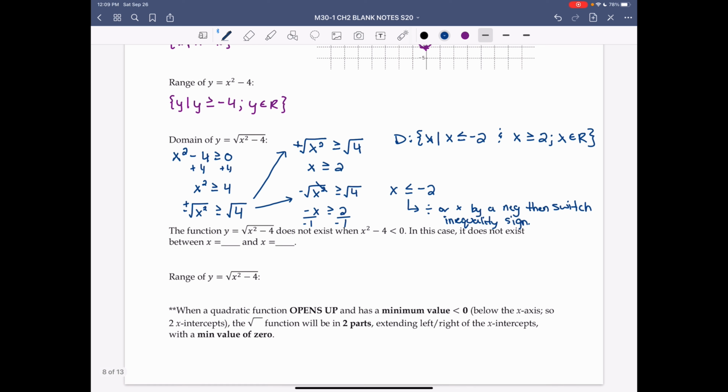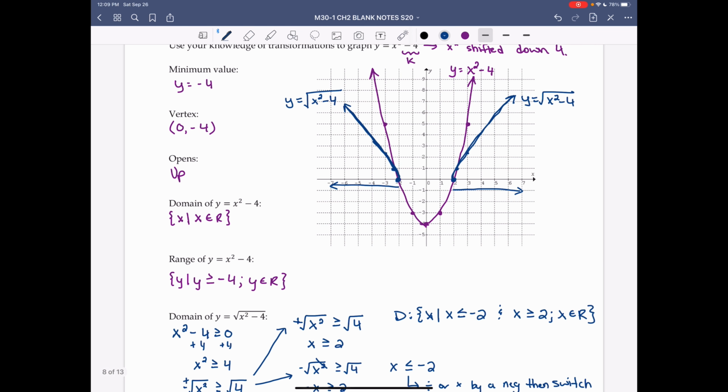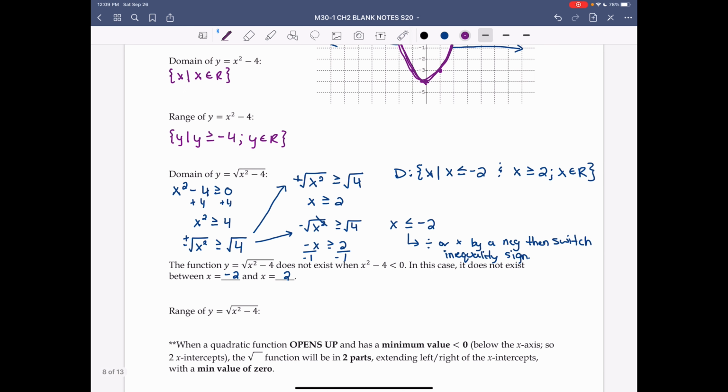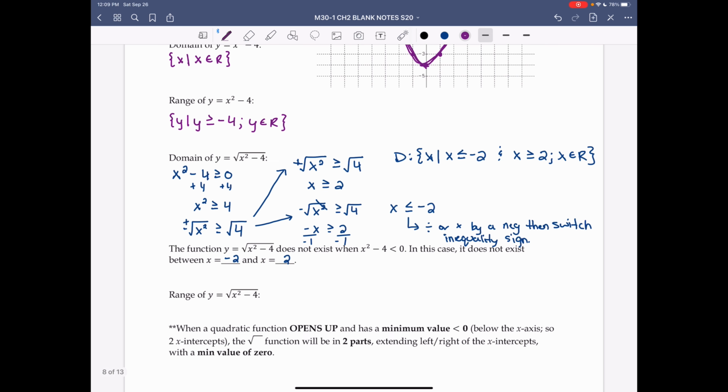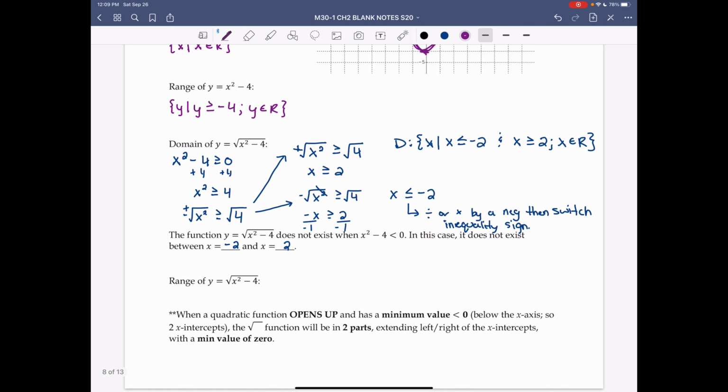The function y equals the square root of x squared minus 4 does not exist when x squared minus 4 is less than 0. In this case, it does not exist between x equals -2 and x equals 2, as we saw in our graph. In our domain, the quadratic function here is below the x-axis, which means the y values are negative. So our square root function is not defined for any negative y values from our original function, which means it's not defined between x equals -2 and x equals +2.